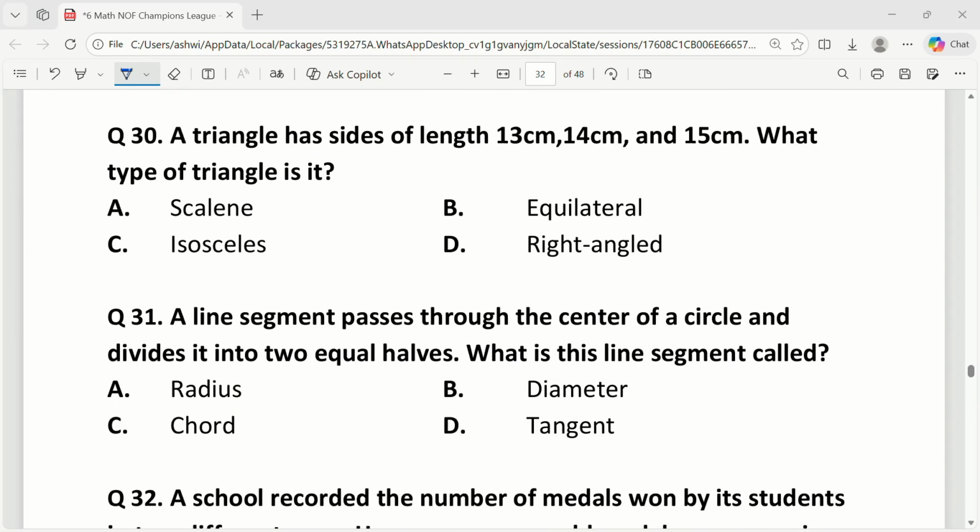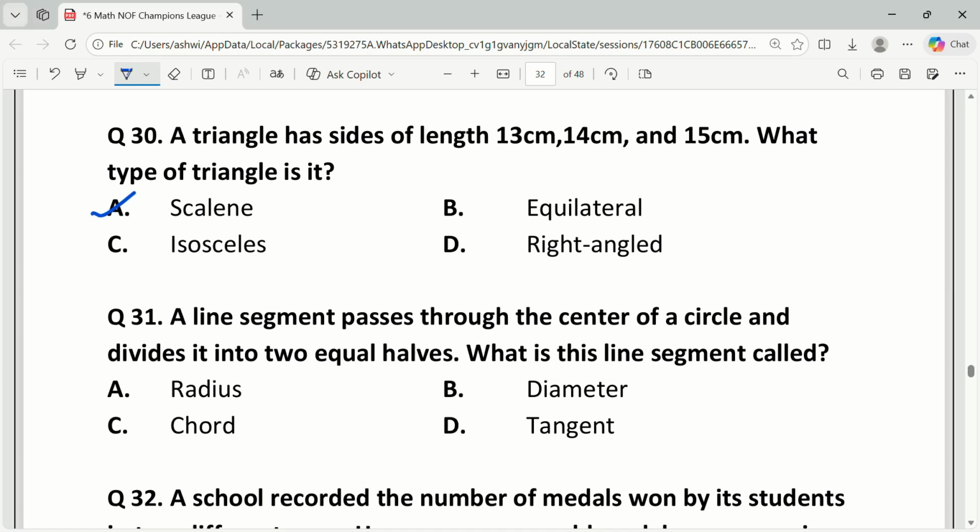Question 30. A triangle has sides of length 13, 14 and 15 centimeters. What type of triangle is it? Answer is A, scalene triangle. To determine the type of triangle, the length of its sides are examined. A scalene triangle has all three sides of different lengths. An equilateral triangle has all three sides of equal length. An isosceles triangle has two sides of equal length.